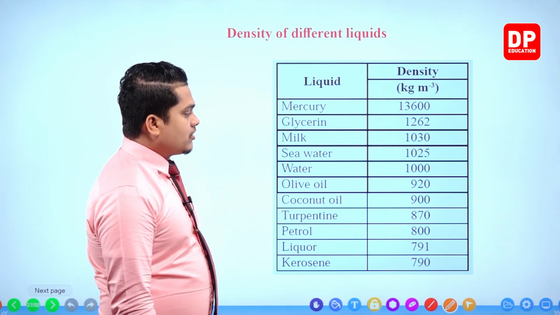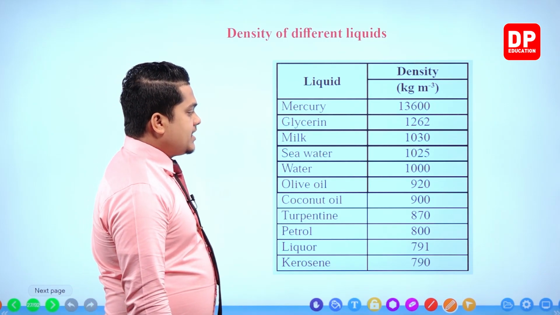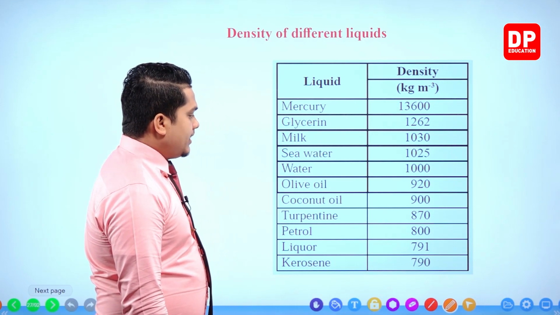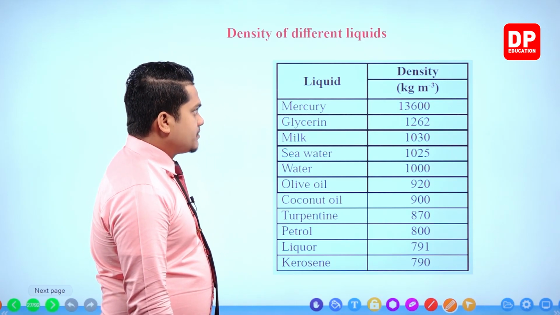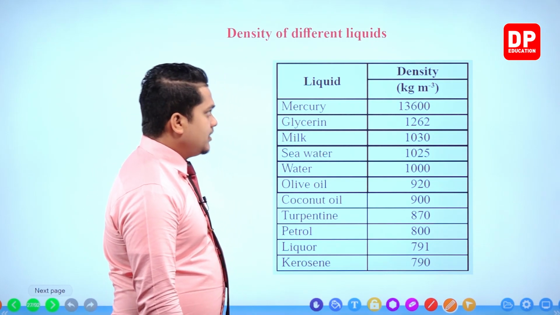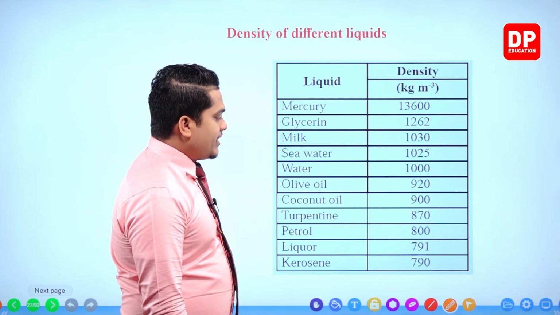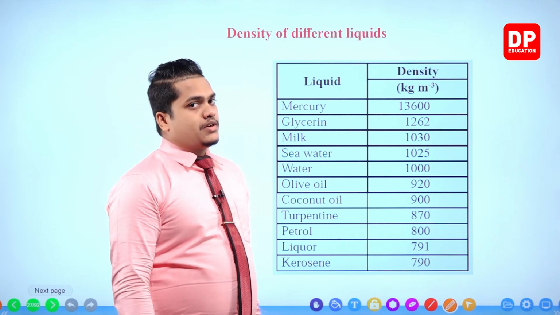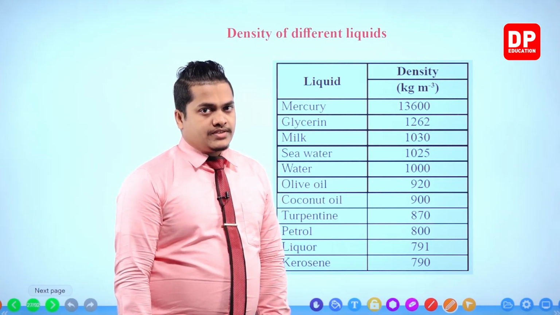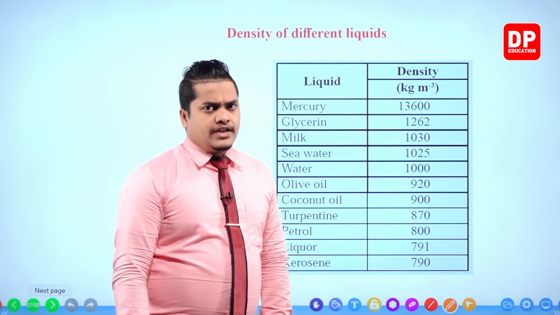900 kilograms per cubic meter. Turpentine, 870 kilograms per cubic meter. Petrol, 800 kilograms per cubic meter. Liquor, 791 kilograms per cubic meter. Then kerosene oil, 790 kilograms per cubic meter. So these are densities of some common liquids that we can find in our day-to-day life.